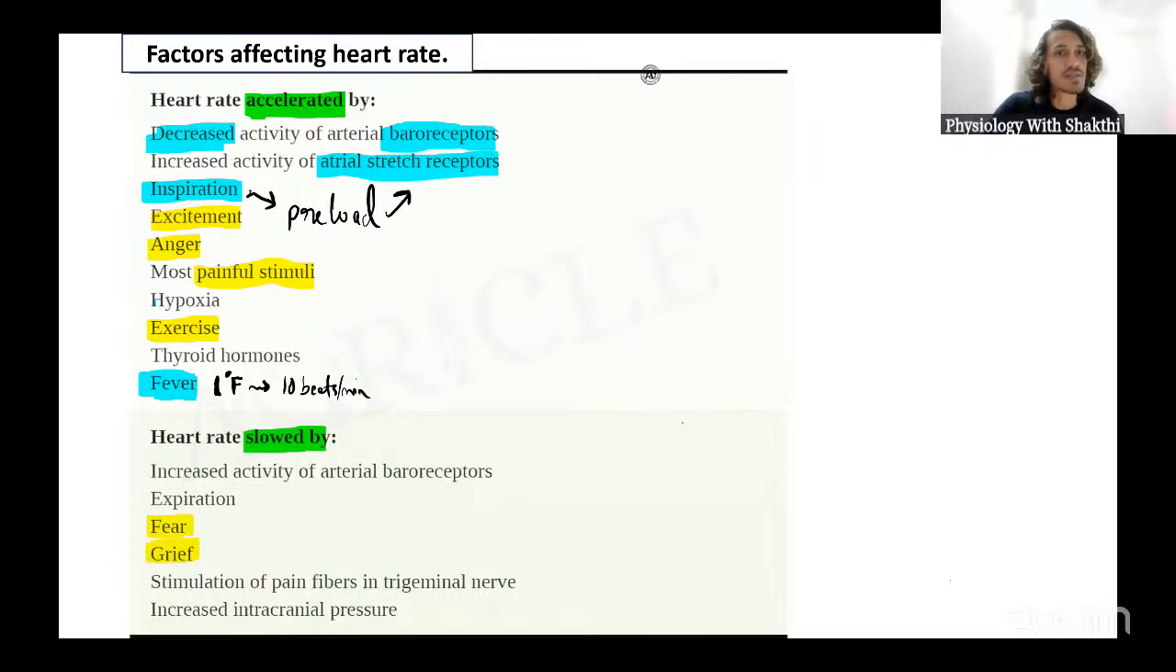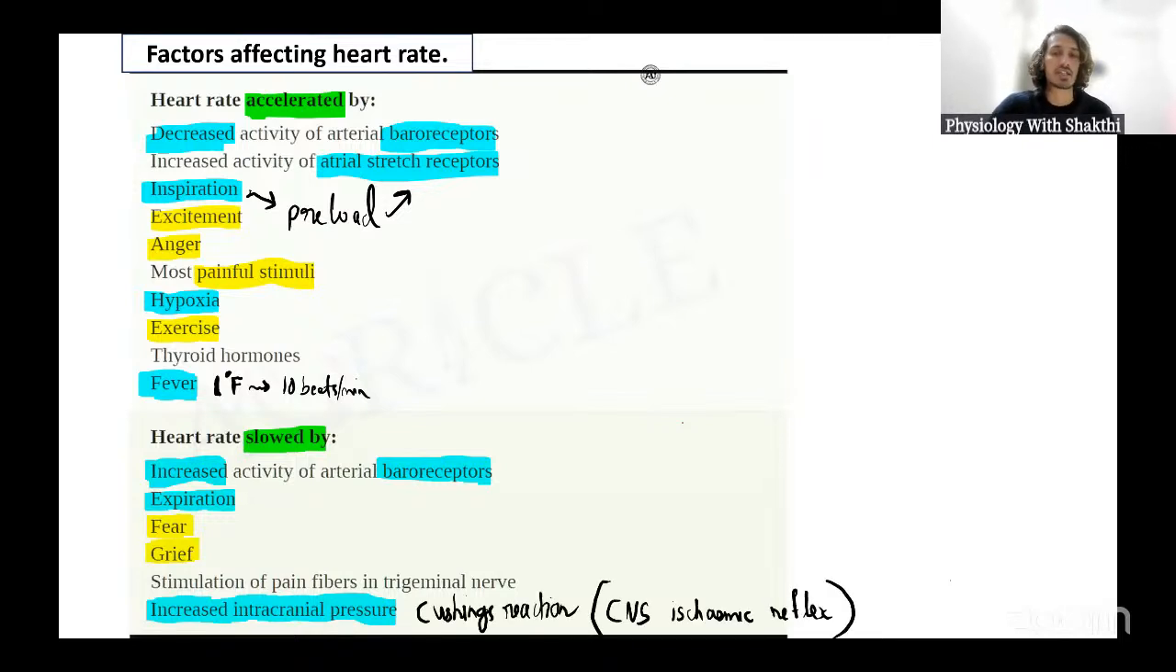The baroreceptors, all this we will be talking about tomorrow in regulation of BP. Decreased activity of arterial baroreceptors is another thing that results in increase in heart rate. What slows it? Again, increased activity of baroreceptors, or the opposite of inspiration, expiration. Or sometimes increased intracranial pressure, which is called Cushing's reaction. It's a type of CNS ischemic reflex. Okay, all of this we'll be talking about tomorrow.